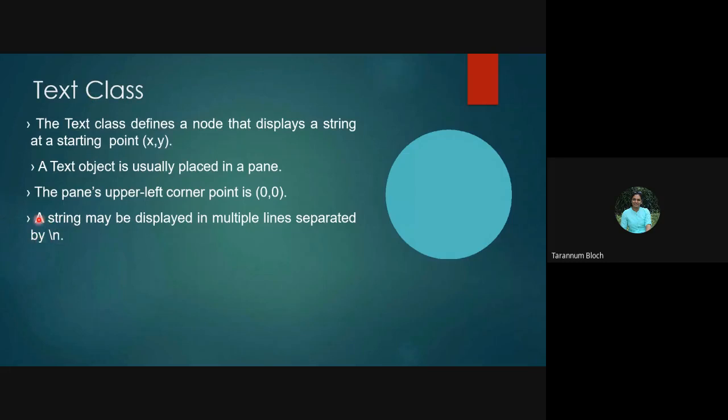And if we want to give a string to be displayed in multiple lines, right? Suppose there is a long paragraph and you want to go to a new line, then you can separate it by \n. As we know, \n was there in your C and C++ also, where we have used it for a new line, right?